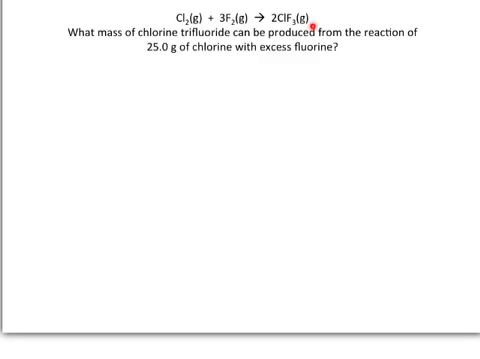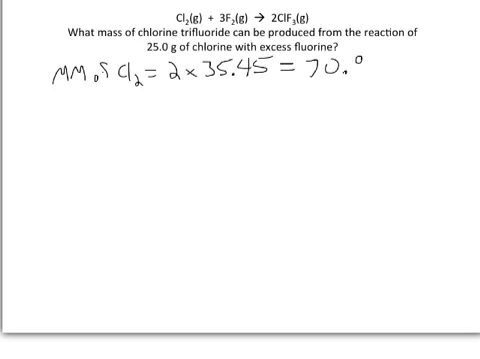So the molar mass of Cl2 is simply 2 times the molar mass of chlorine. So that means that the molar mass of Cl2 is 70.90 grams per mole. Or I can write that as 1 mole of Cl2 is equivalent to 70.90 grams. And I would do the same thing for the product.